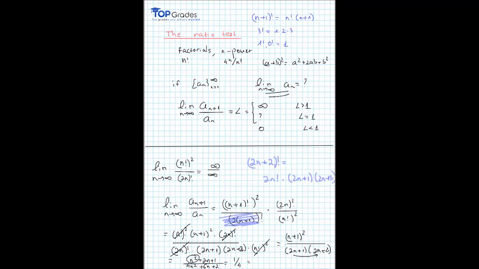1 over 4 is smaller than 1. That means that the original limit is 0. That's it. Very easy. Let's look at the next example.